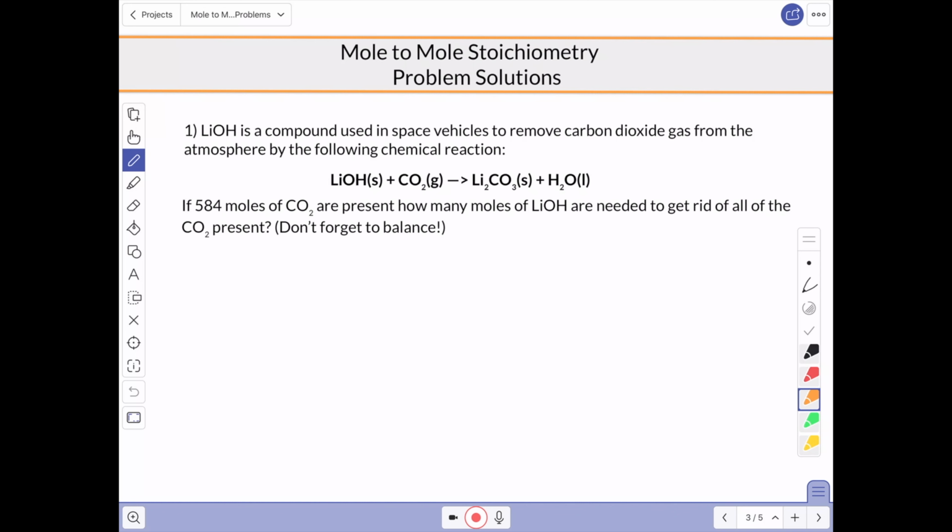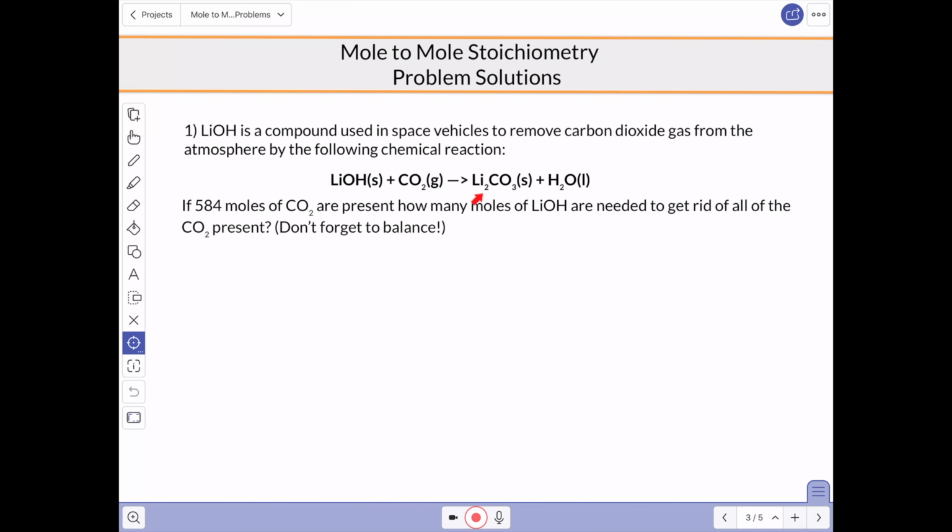So if we have 584 moles of carbon dioxide that's present in the spacecraft, how many moles of LiOH are needed to get rid of all the carbon dioxide present? It even gives us a little warning there to remember to balance the reaction. So let's go ahead and make sure that that thing is balanced first.